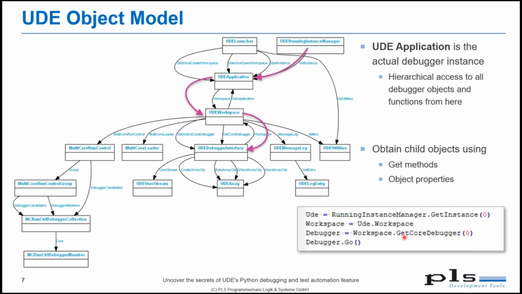And from the workspace, you ask for the core debugger for the first core of a multi-core system. And then you can use the go function to start the application.